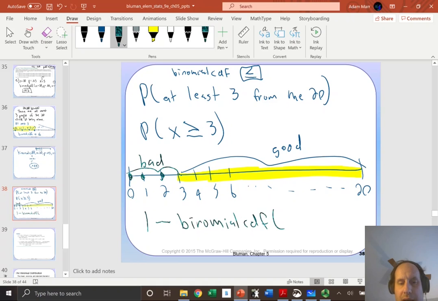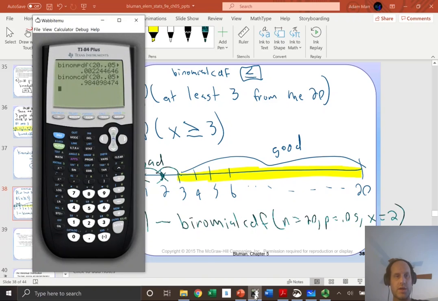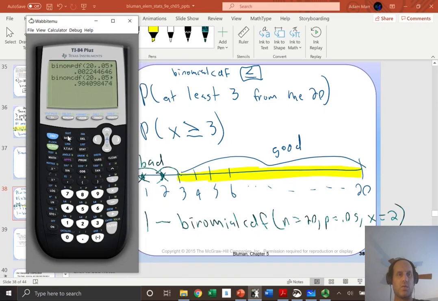So we would say 1 minus binomial CDF, where n is still equal to 20, p is still equal to 0.05, and x is going to be equal to 2, because we want to get rid of this 2, this 1, and this 0. And 1 minus will give me the rest of the distribution, which is what we want, the good. You could do it in 1 step or 2 steps. It doesn't matter. Just remember to do 1 minus. I'm going to do it in 1 step just to show you.